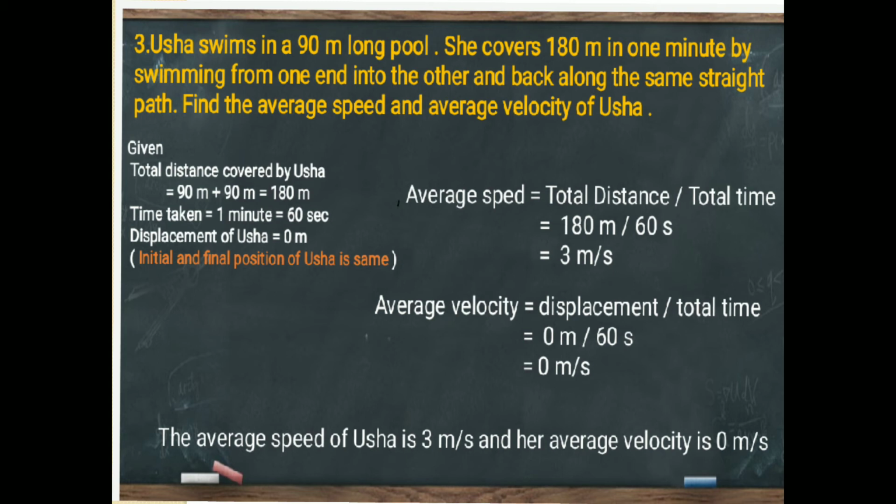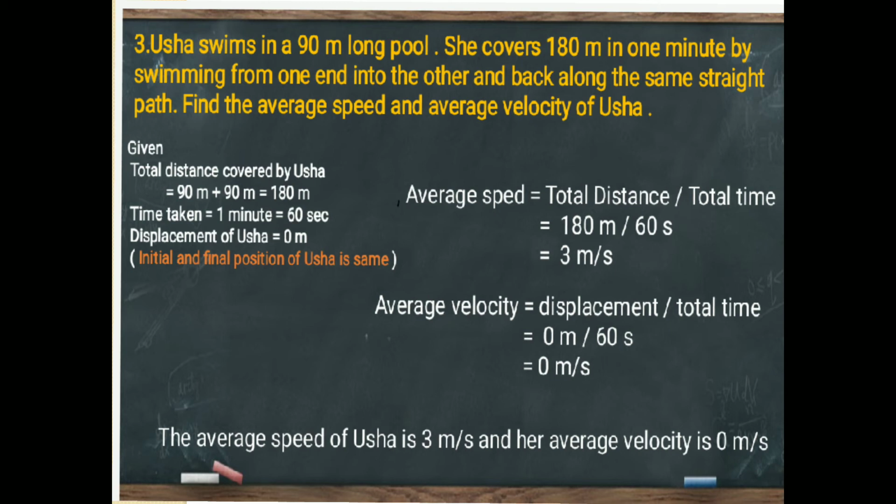Is it clear? So now we are going to calculate average speed. Average speed is equal to total distance divided by total time. So total distance is 180 meter divided by 60 second. If you simplify, the 0s get cancelled, and 6 ones are 6, 6 threes are 18. So 3 meter per second is the average speed.